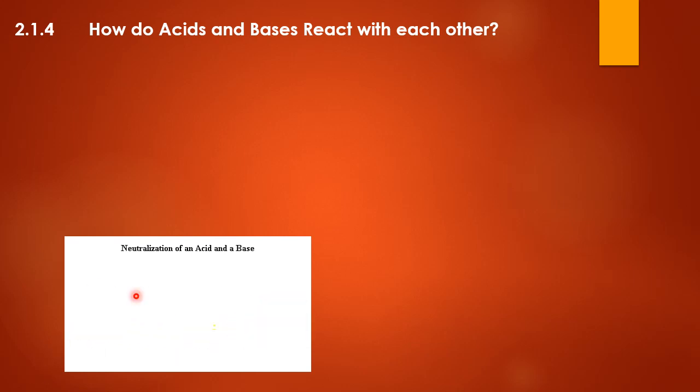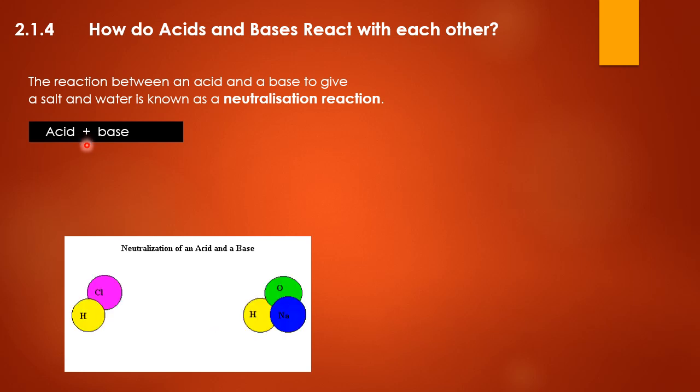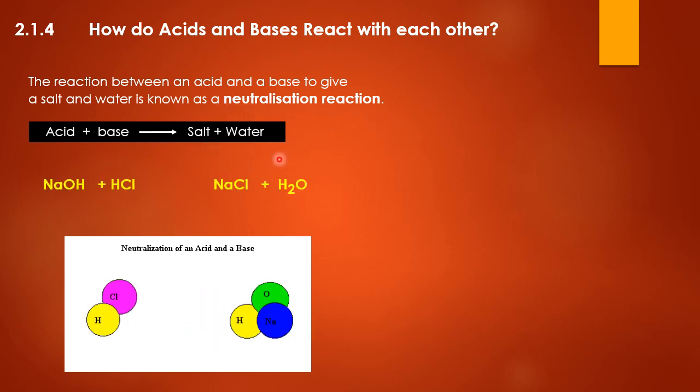How do acids and base react with each other? आपस में reaction करते हैं तो क्या होता है? When acids and base react with each other, a very important reaction occurs and that is known as neutralization. Acid plus base gives salt plus water. Acids are acidic in nature, bases are basic in nature, but the product salt is neither acidic nor basic. That is neutral in nature, and that is why the reaction is known as neutralization reaction.